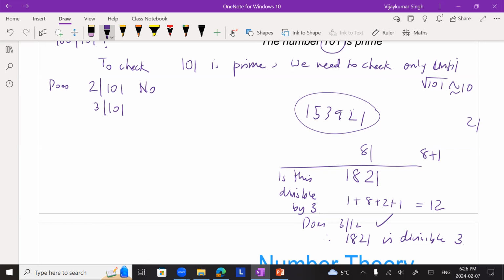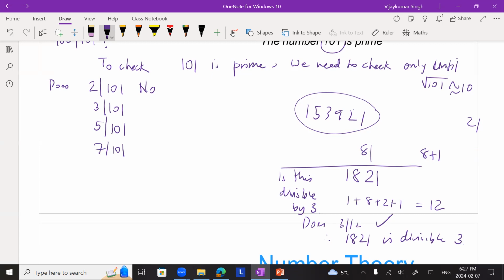So 3 does not divide it. Next, what is the next prime to check? 5. 5 does not divide it. Well, the next one is what? 7. So 7 does not divide it. And then we have exhausted all the prime numbers between 2 and 10. So we are done. See the beauty of this, right? 101 is such a big number, but you only need to check until this.